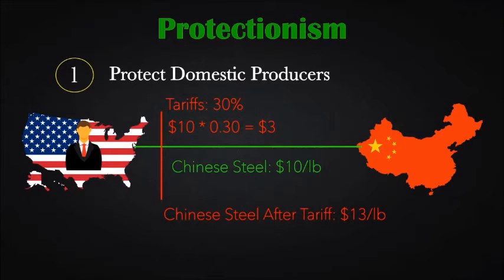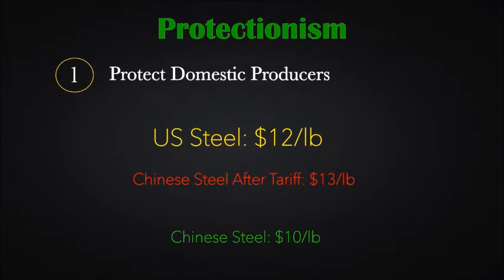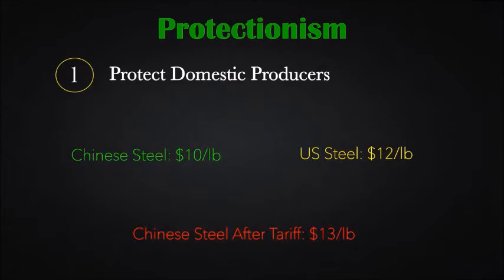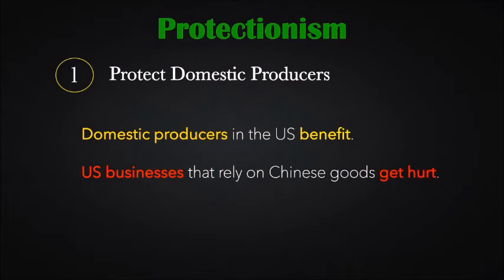So the businessman may now look for cheaper steel producers within America. Let's say that he finds an American steel producer that sells steel at a price of $12 per pound. As you can see, the domestic steel producer benefits here. But the businessman, in the end, went from paying $10 per pound to $12 per pound. This increase in costs may force the businessman to make layoffs or hike up his prices.